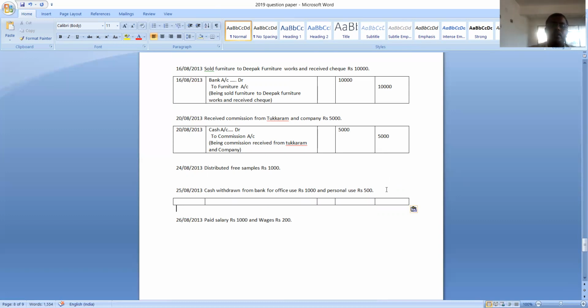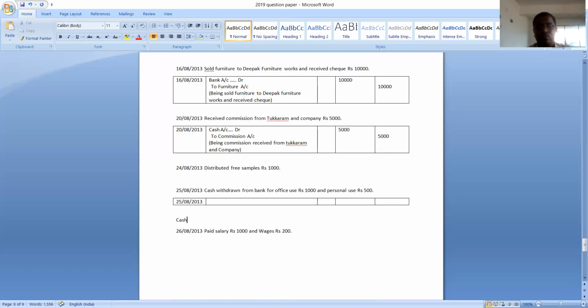It is dated on 25th of August 2013. What is the transaction? The transaction is cash withdrawn from bank for office use rupees 1000 and for personal use rupees 500. See here, we are withdrawing cash. The owner is withdrawing cash from bank for office use rupees 1000 and for personal use rupees 500.